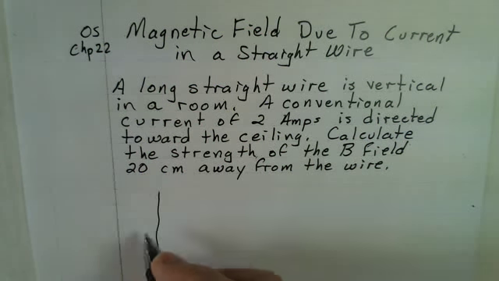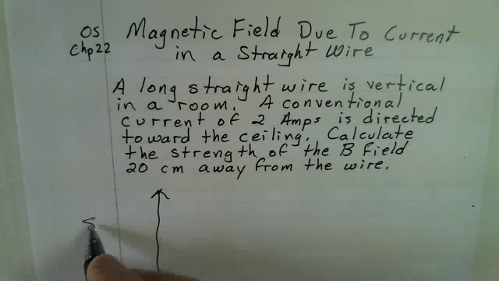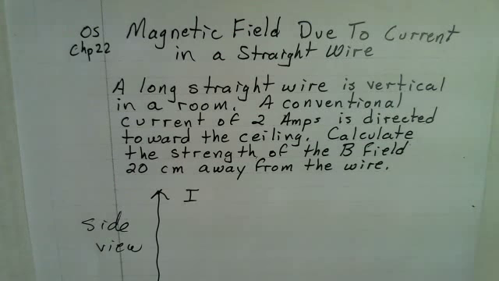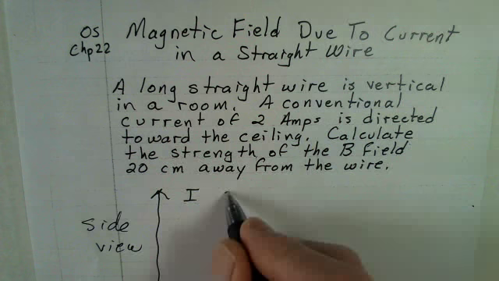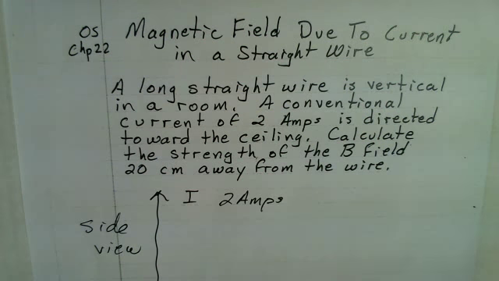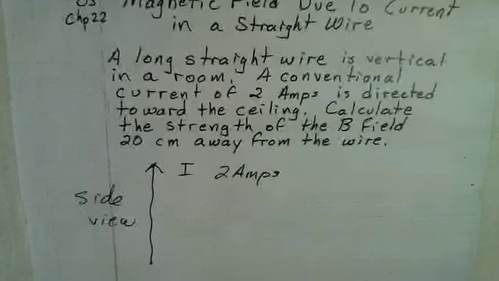So I'm going to take a side view. We have our conventional current I, that's 2 amps, and it's headed up towards the ceiling in this particular room.